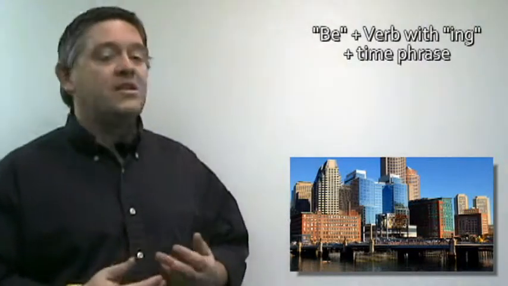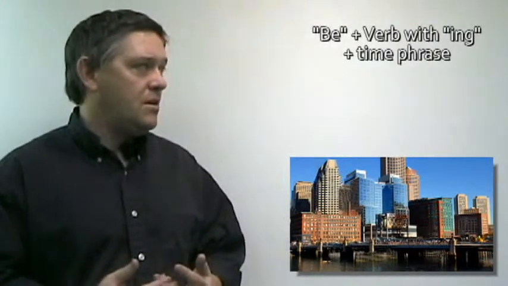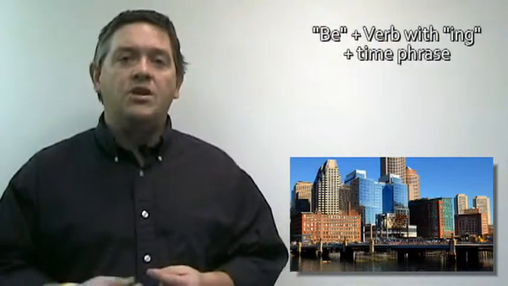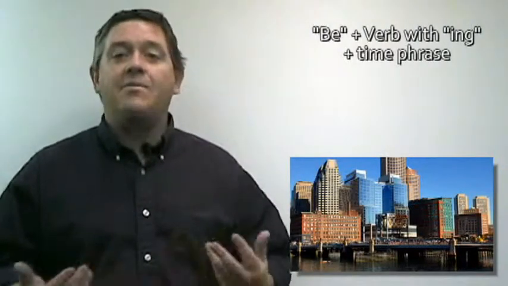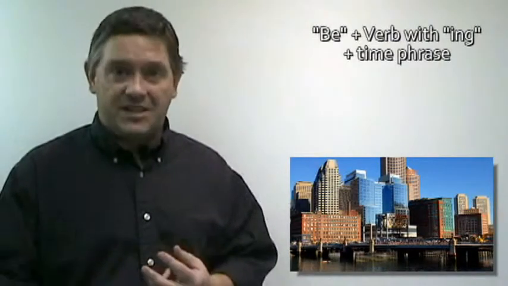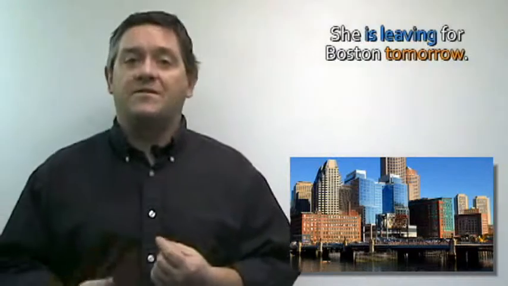The present progressive, and some people call it the present continuous, is formed by using the verb to be and then the verb and ing. When we use this in the future, we usually include a time phrase or a time word at the end of the sentence. That lets us know that this is happening in the future. So, for example, she is leaving for Boston tomorrow. In this sentence, the verb is leaving. This is the progressive tense.